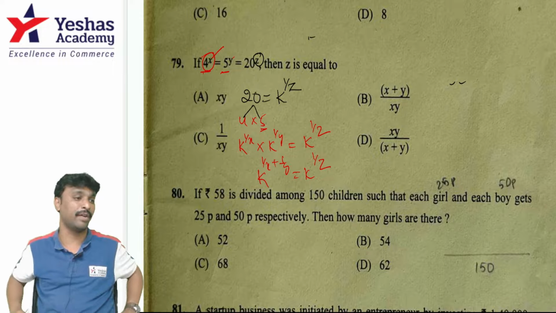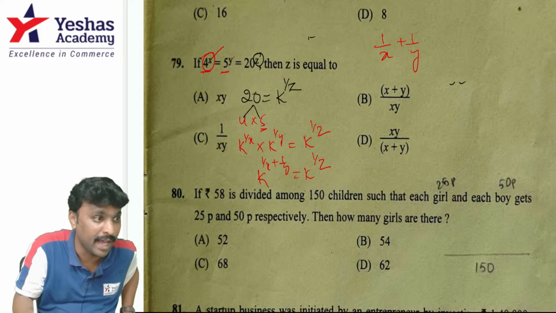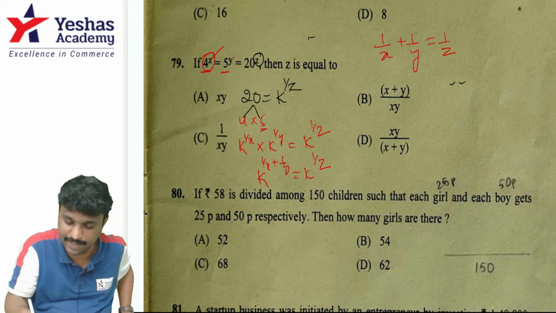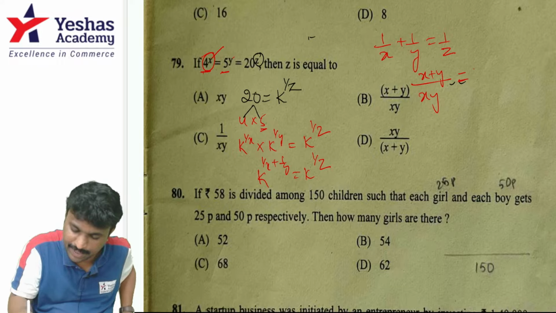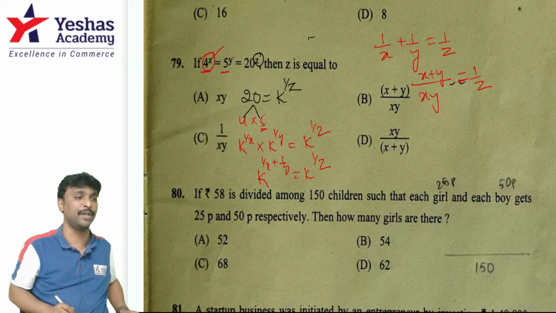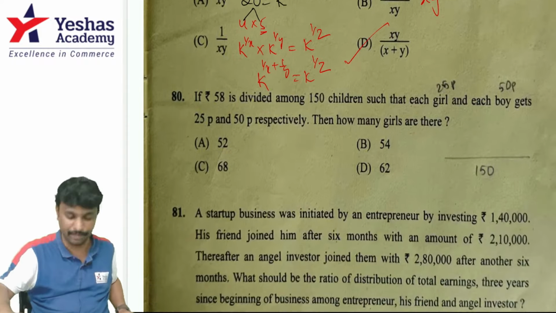The bases are same now. Now I have to equate the powers. That means 1 by x plus 1 by y is equal to 1 by z. Take the LCM, that is x into y, x plus y in the numerator, and that is equal to 1 by z. Ultimately, I need to find z. So take the reciprocal. So it is xy divided by x plus y.